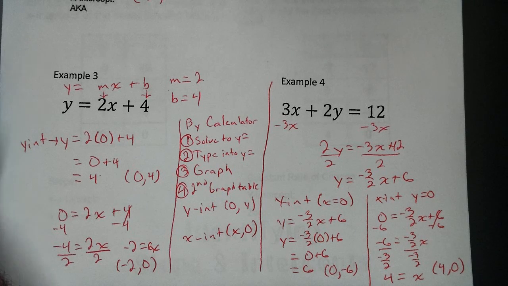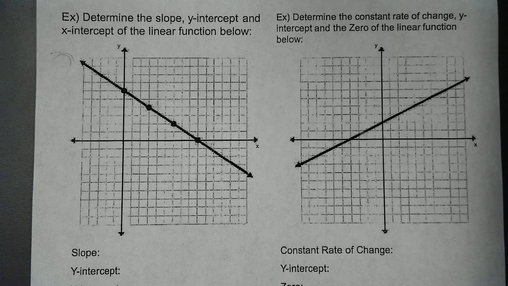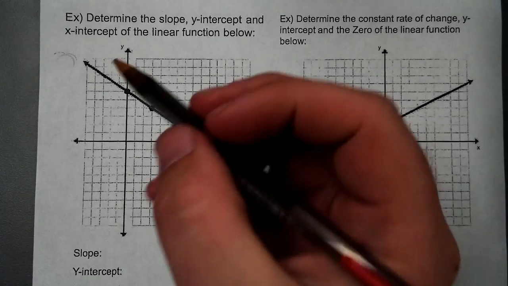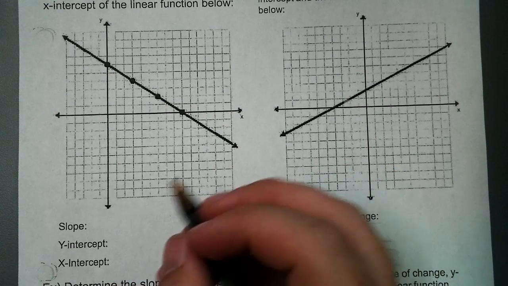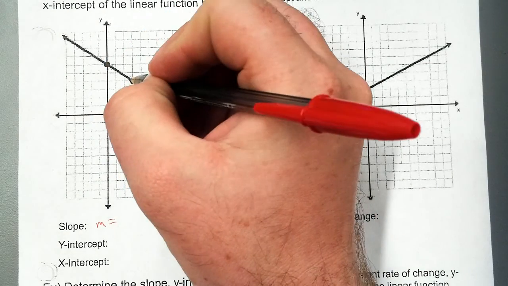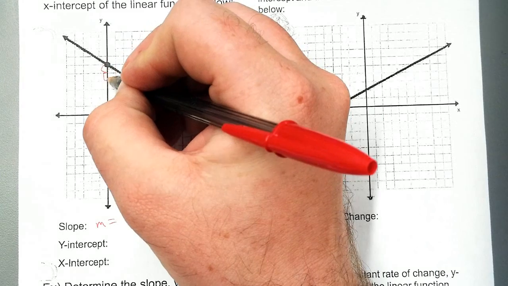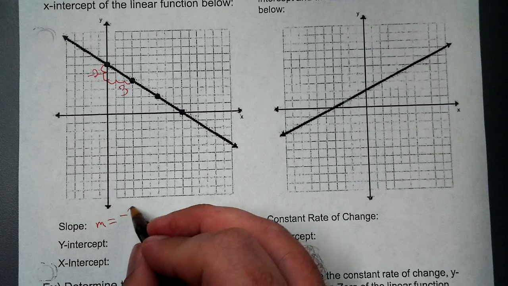Alright, I'm going to pause and we'll go to the last page. Okay, on the last page, our examples are actually given to us in graph form. So what we've got to do is find the slope, the y-intercept, and the x-intercept based on what the graph has. Remember, it says find the slope first. Remember, that's our rate of change. Our slope is just going to be the rise over the run. So I'm going to just go from these 2 points right here. It goes down 1, 2, negative 2 over 1, 2, 3. So my slope is just negative 2 over 3.